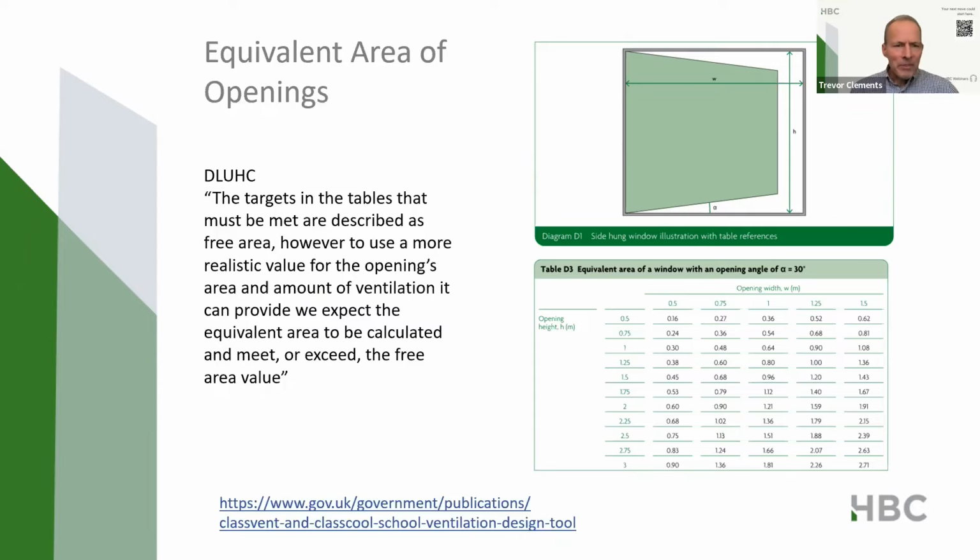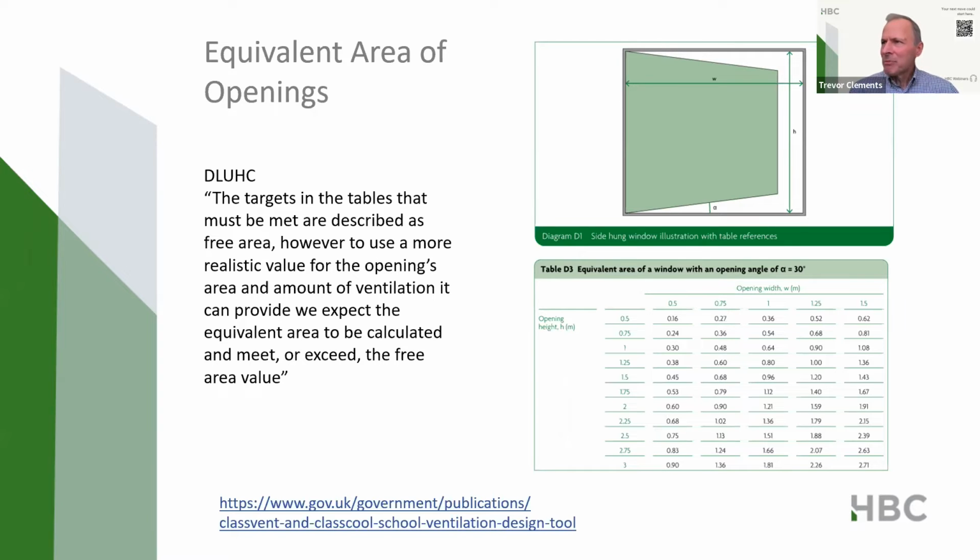Well, after some communication with the government, we had a statement put forward, I think a little bit of a red-faced statement, and I think they recognise that there's scope to revise the approved document to make it a lot clearer. And they said that the targets in the tables that must be met are described as free area. However, to use a more realistic value for the openings area and the amount of ventilation it can provide, we expect the equivalent area to be calculated and to meet or exceed the free area value. So unfortunately, not so simple. We have to separately calculate the equivalent area and apply that. Well, thanks for telling us. We got there in the end.